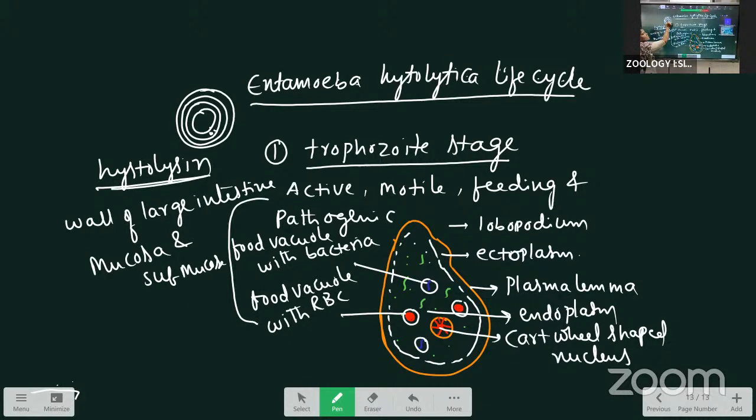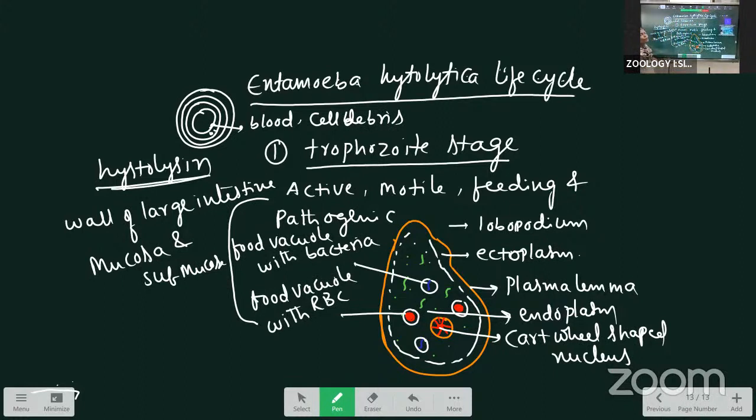With that histolysine enzyme, they dissolve the intestinal wall. While the wall is dissolving, blood is released and cell debris comes out. This debris and blood are taken as food.